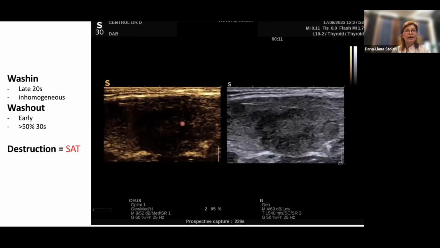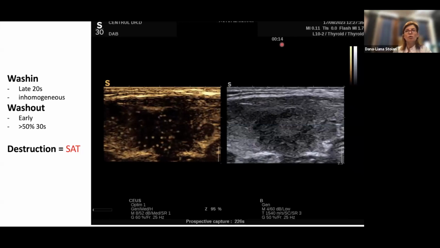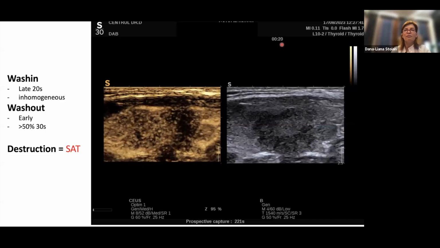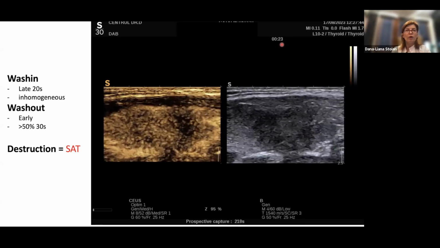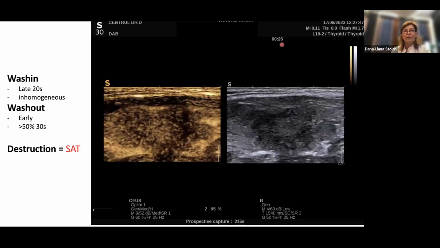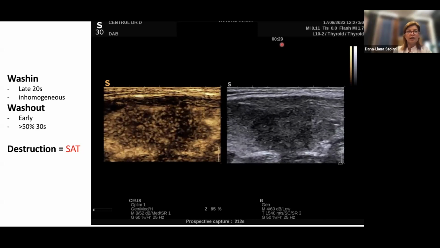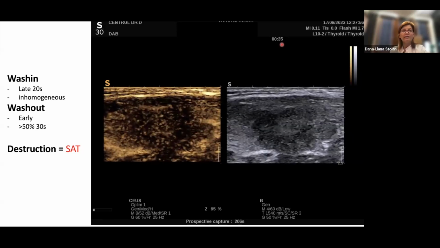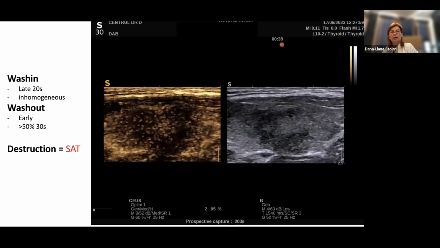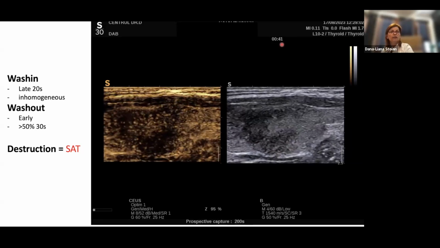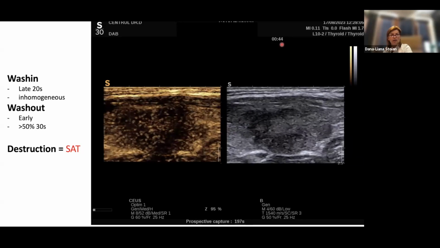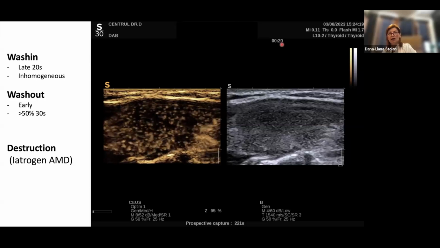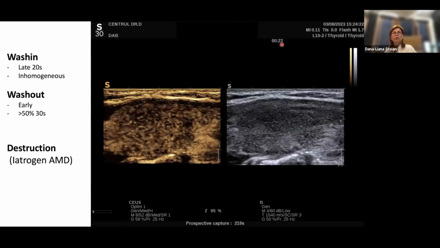Whenever we have a late wash-in, and look here, it's a loop, you start to have something at 7, 6, 15, 16 seconds. There is something at 20, but look, when we reach 30 seconds already, there is a mixed washout starting there. So whenever you have late inhomogeneous wash-in with very quick and unstable washout, this is also very suggestive for destruction. And the same characteristic is in the previous one. We had a subacute thyroiditis.